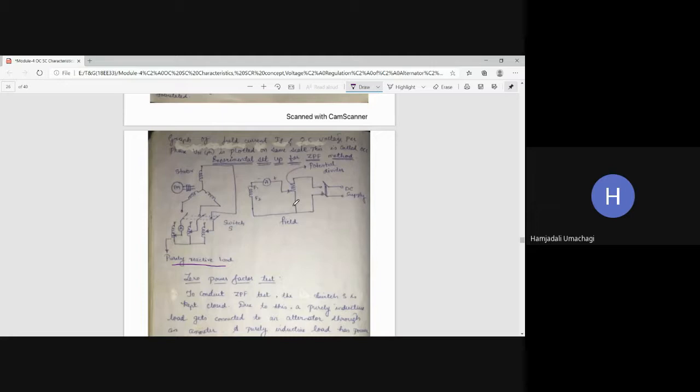Is it clear? So this is the field of the alternator. This is the variation of field current with the help of a potential divider, which will control the field of the alternator. And this is the inductive load which will be connected during the short circuit test or zero power factor test. And similarly, this switch will be kept open during the open circuit test.